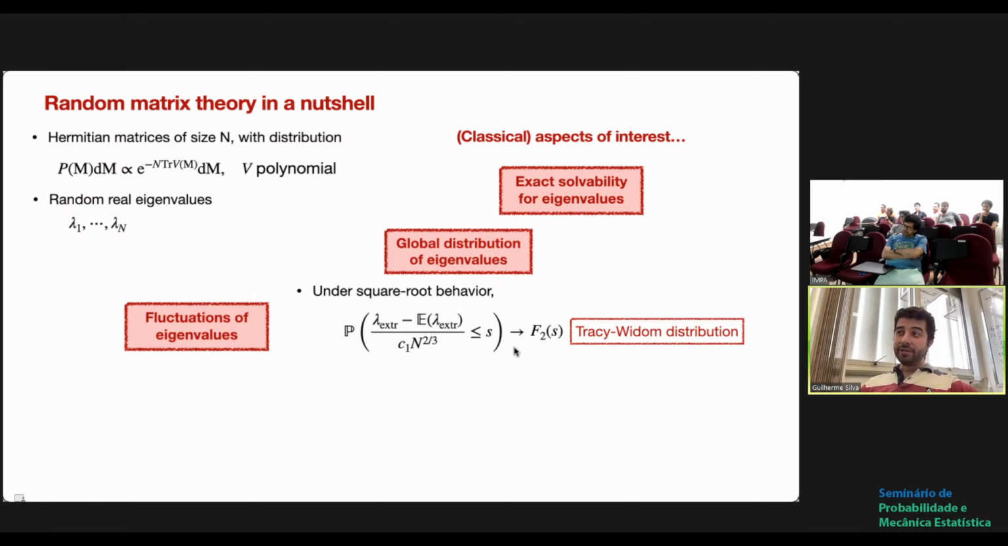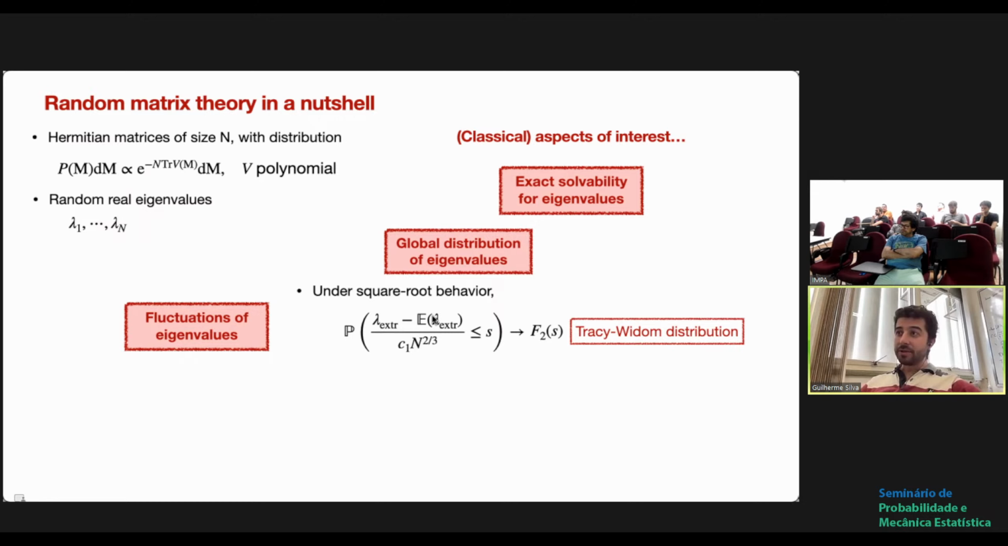a model with strong correlation between random variables, where the corresponding central limit theorem for some extreme statistics falls very far away from the usual central limit theorems for independent random variables. So you don't see Gaussian here. We don't see Gumbel or other limiting distributions for extreme statistics, but we see a very different one, which is the Tracy-Widom distribution. And this has a lot to do with the strong correlation between eigenvalues.